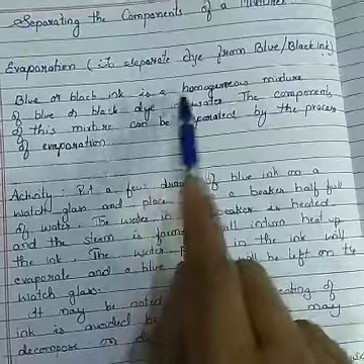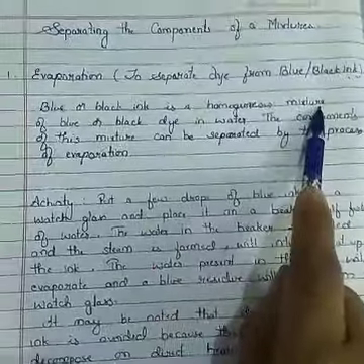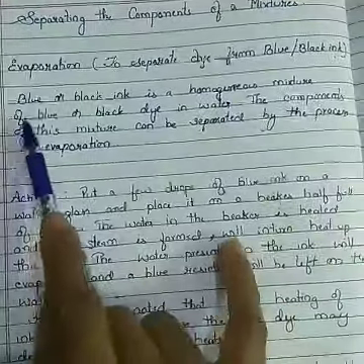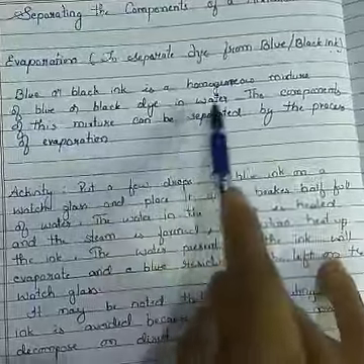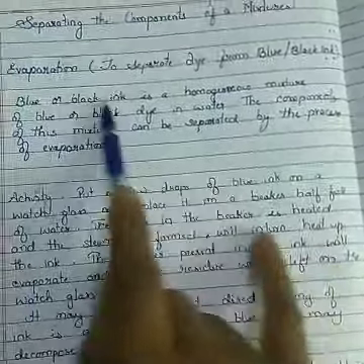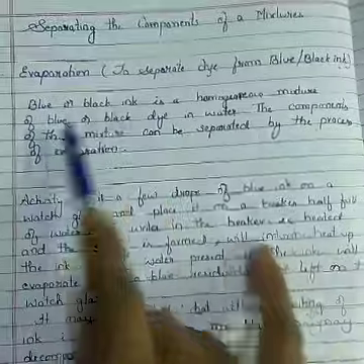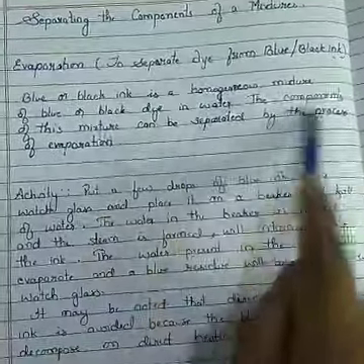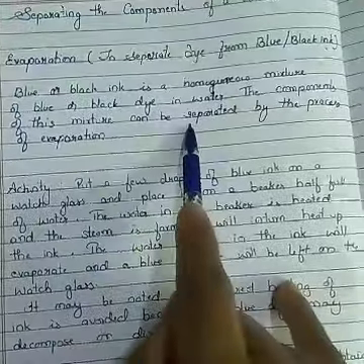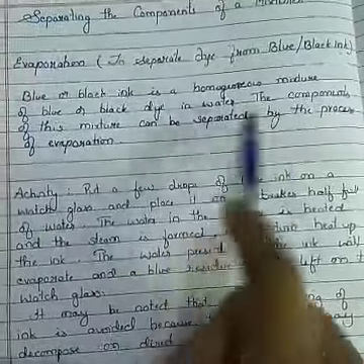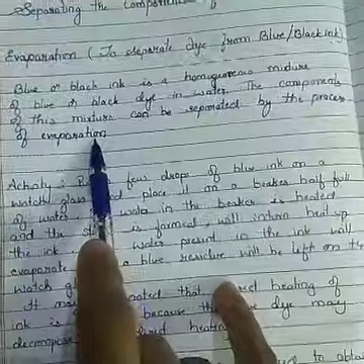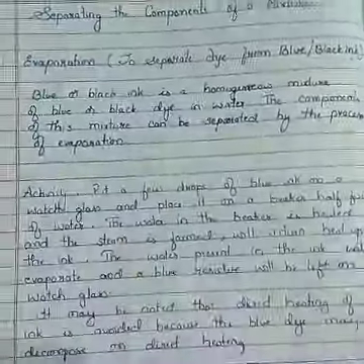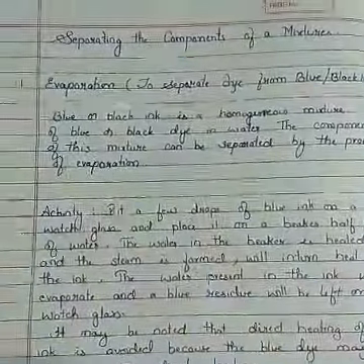Blue or black ink is a homogeneous mixture of blue or black dye in water. As I had told, blue ink or black ink is a mix of blue dye plus water, or black dye plus water. The components of this mixture can be separated by the process called evaporation. What is this technique, evaporation?